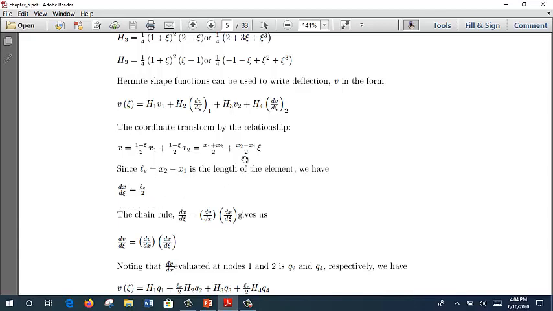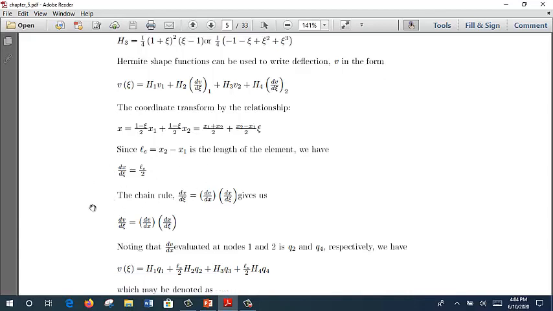From this, when you substitute, x is equal to (x1 plus x2) over 2 plus (x2 minus x1) divided by 2 times phi. So when you substitute the le here into this, it will become le over 2, right? And then when you differentiate dx over dphi, you will get le over 2, right? This is how they are derived.